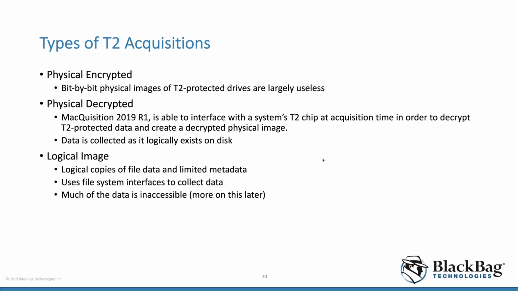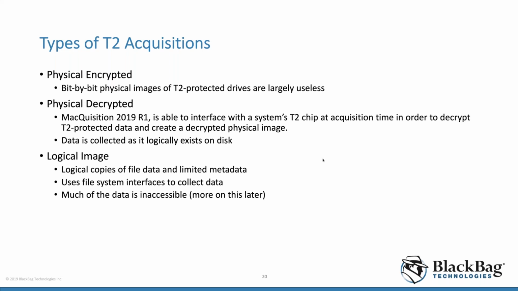What you're able to do now is create what we're calling a physical decrypted image, where you're going to get all of the physical data from the disk. We're still imaging the blocks on disk. However, for the blocks that we're able to identify as encrypted and able to decrypt, rather than imaging the encrypted version, we're decrypting it using the T2 chip and imaging that. That way you're still getting images where you get the data how it's logically laid out on disk when possible.